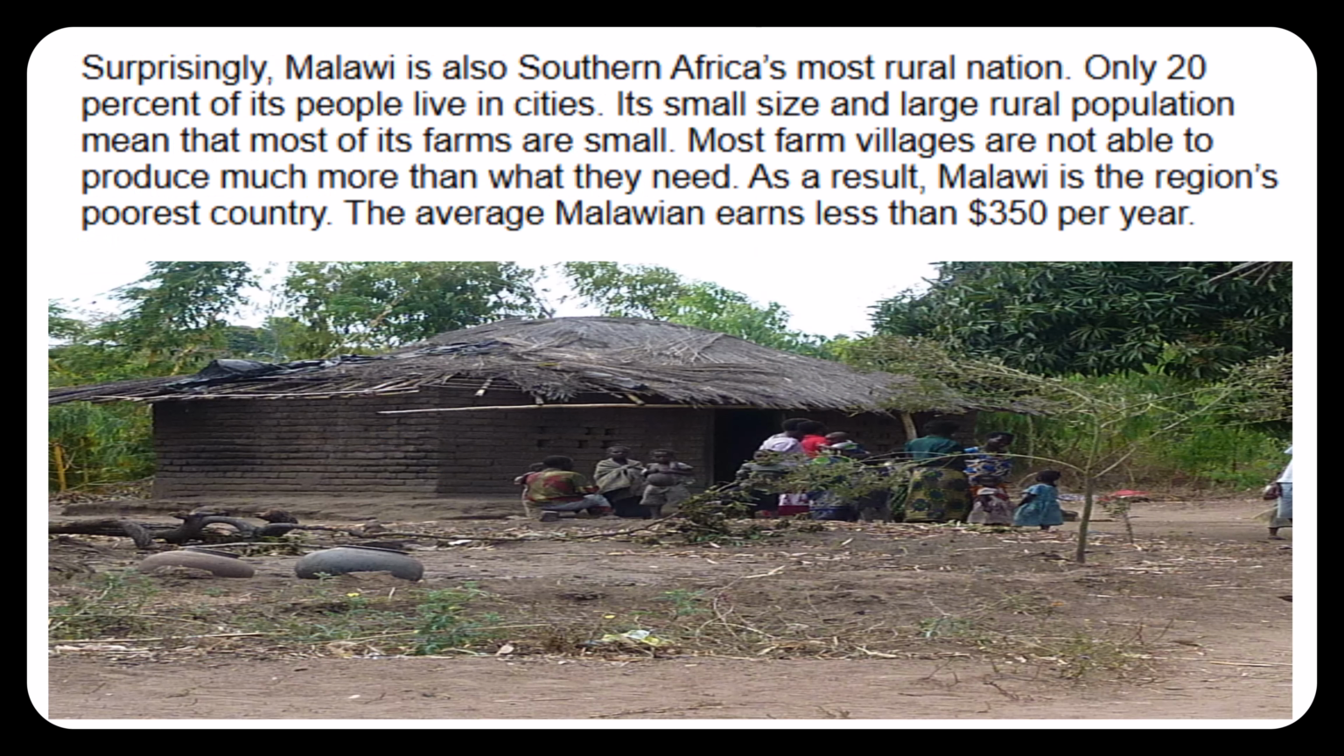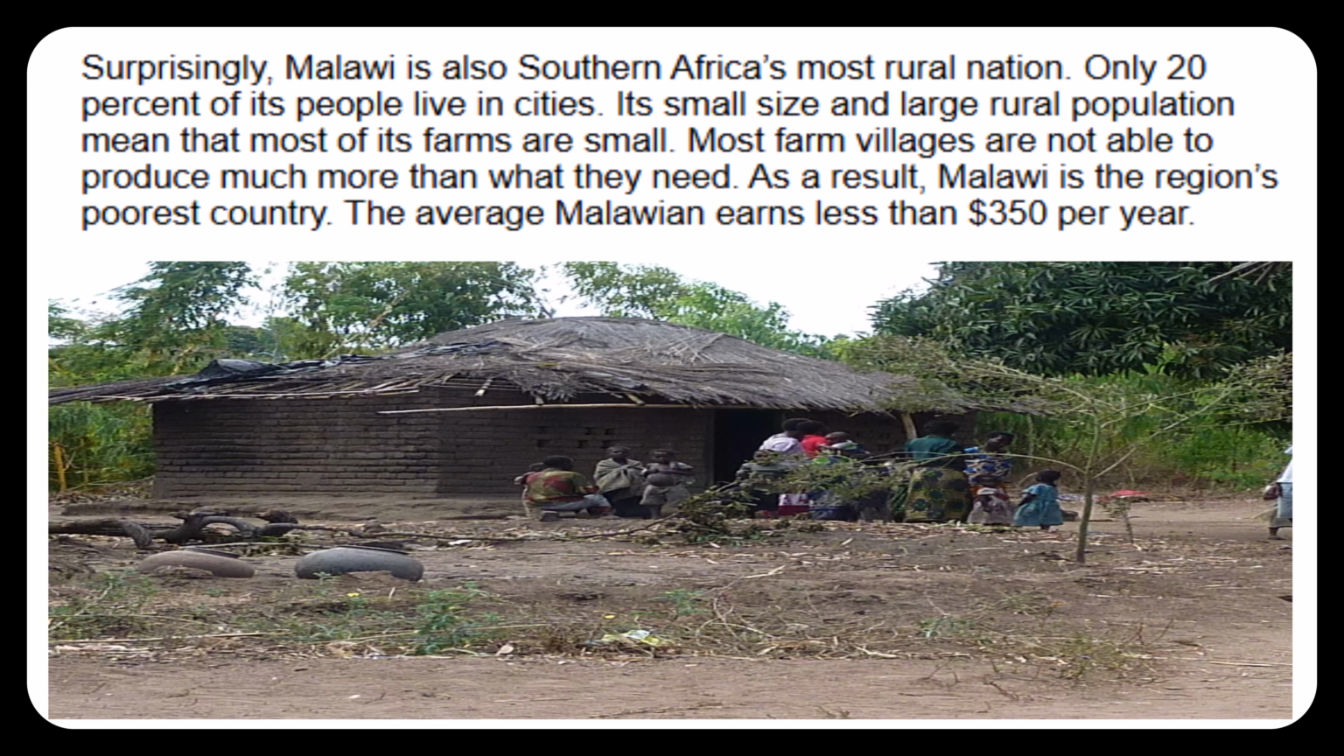Surprisingly, Malawi is also Southern Africa's most rural nation. Only 20% of its people live in cities. Its small size and large rural population mean that most of its farms are small. Most farm villages are not able to produce much more than what they need. As a result, Malawi is the region's poorest country. The average Malawian earns less than $350 a year.